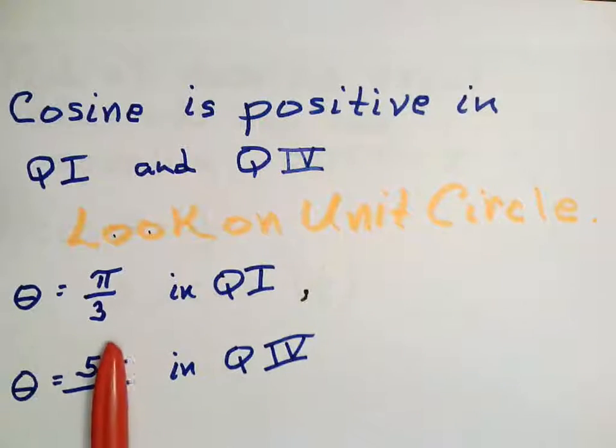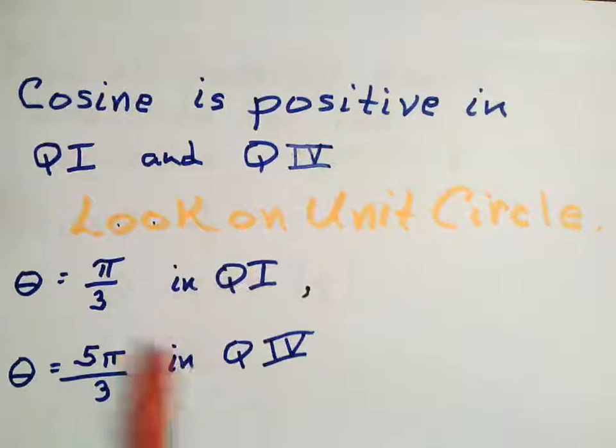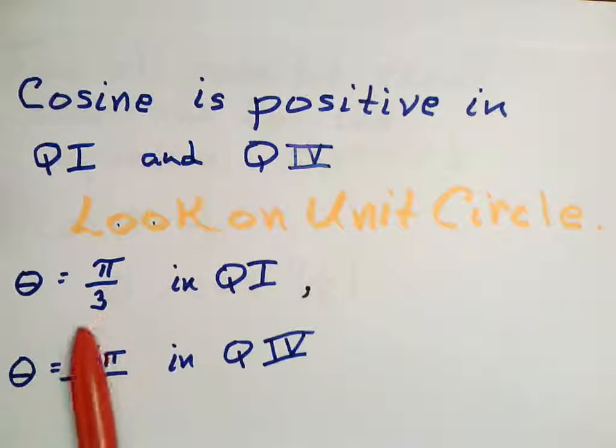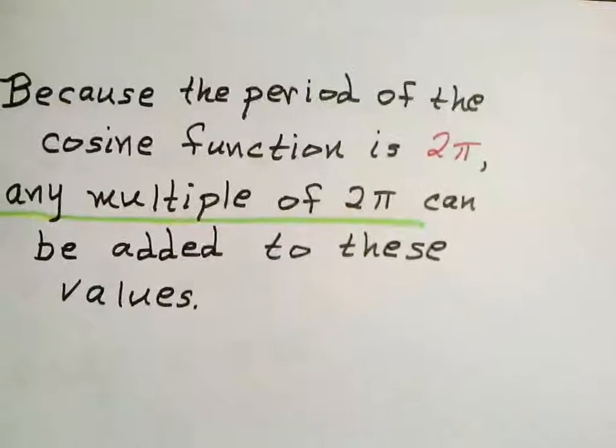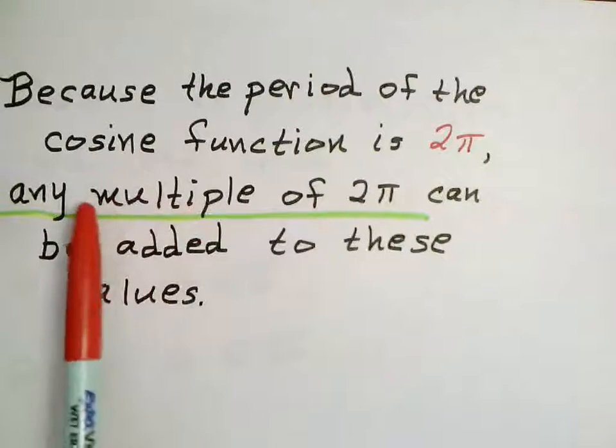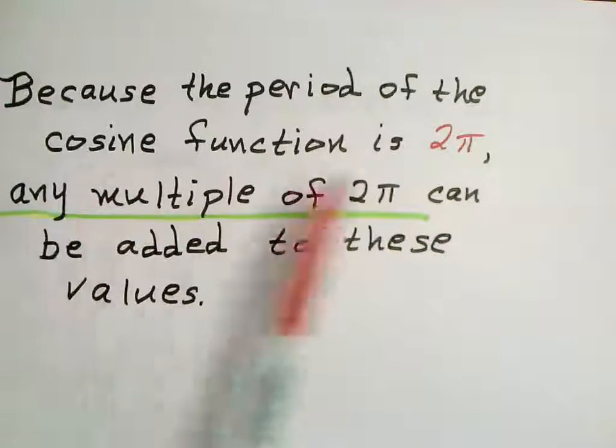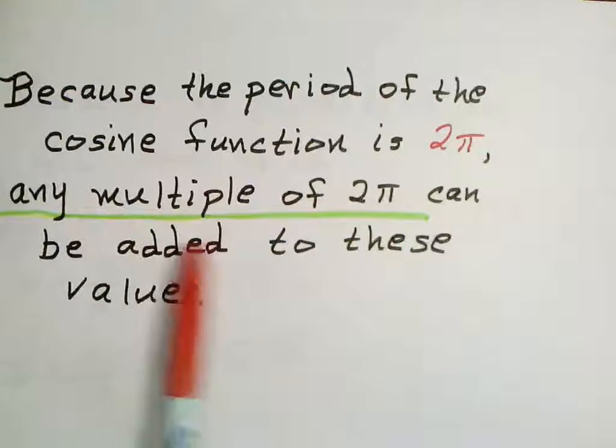So that's what I've written down here after looking at the unit circle. Theta equals pi over 3 in quadrant 1. And theta equals 5 pi over 3 in quadrant 4. Because the period of the cosine function is 2 pi, any multiple of 2 pi can be added to these values.